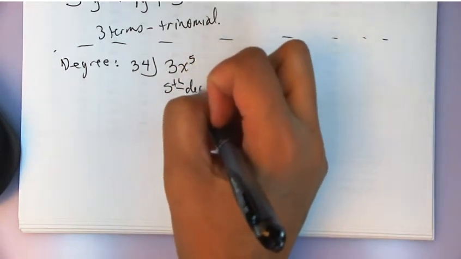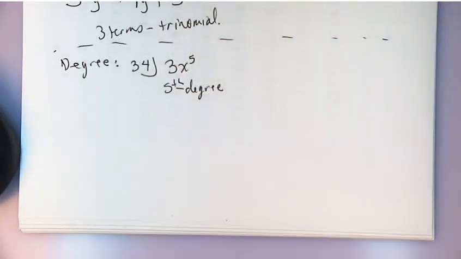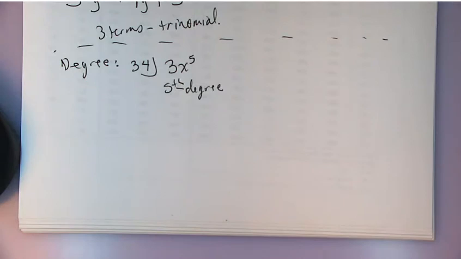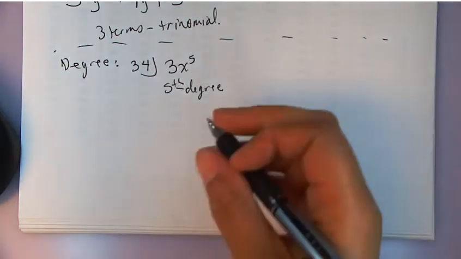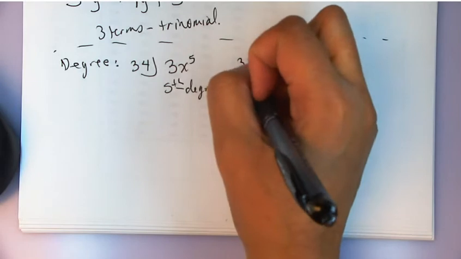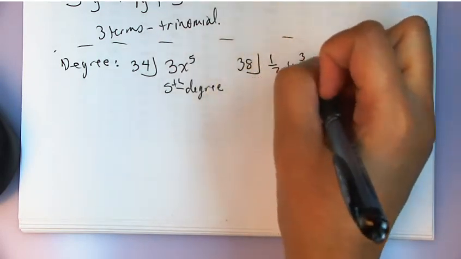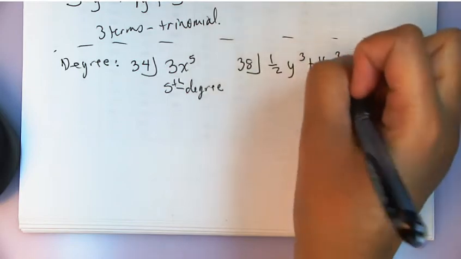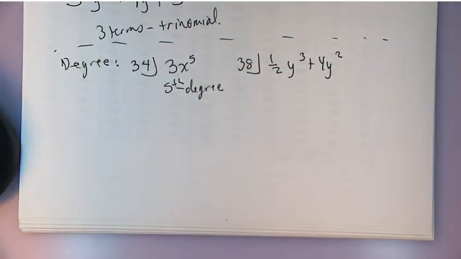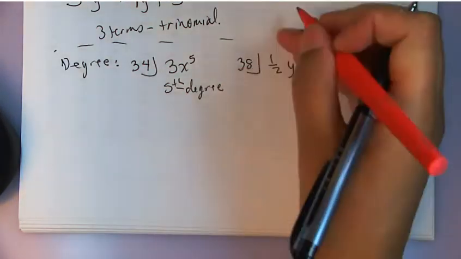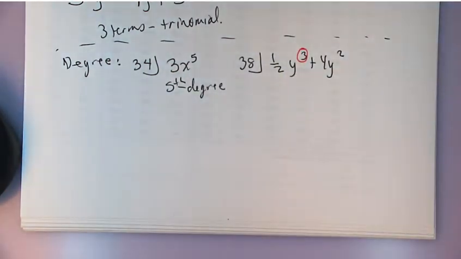If I wanted to fully classify it, we would call it a 5th degree monomial because it only has 1 term. But they didn't ask that, they just asked for the degree, so we follow the directions. Let's do 38. I've got 1/2 y to the 3rd plus 4y squared. The highest power we see here is a 3. So that tells me that this is a 3rd degree.